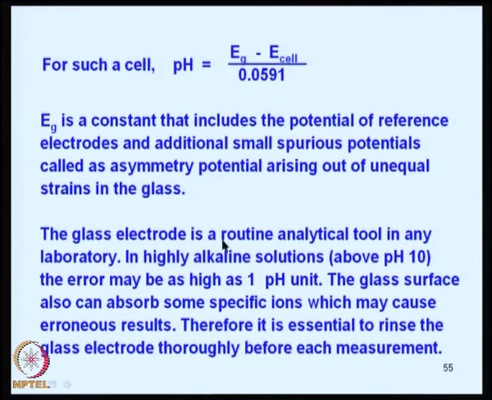So, the glass electrode is a routine analytical tool in any laboratory. In highly alkaline solutions, you may not get very correct results of pH, especially above pH 10, and the error may be as high as 1 pH. The glass surface can also absorb some specific ions which may cause erroneous results. That is, apart from hydrogen, it may absorb some other ions also.